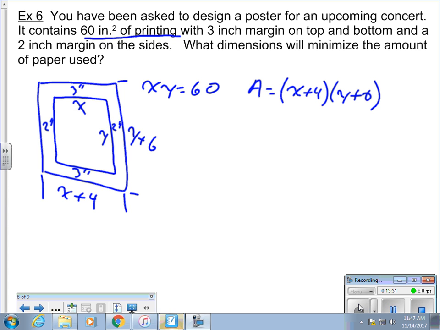So what do we need to do? We need to solve that area one, the one we're trying to minimize. We need to make it into one variable. So I take the other equation, X times Y equals 60. Let me go ahead and change colors on this one.